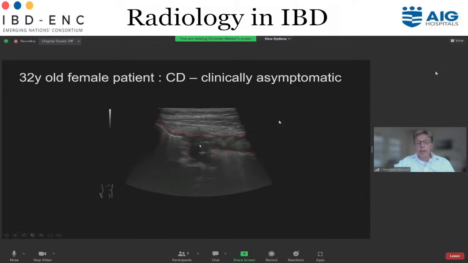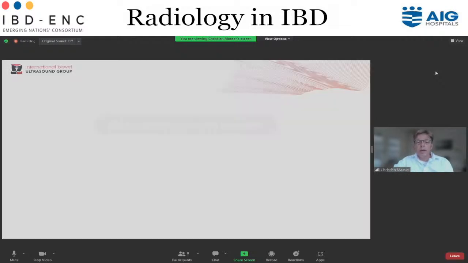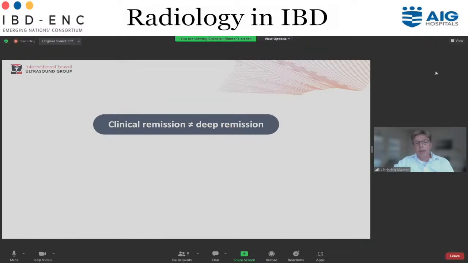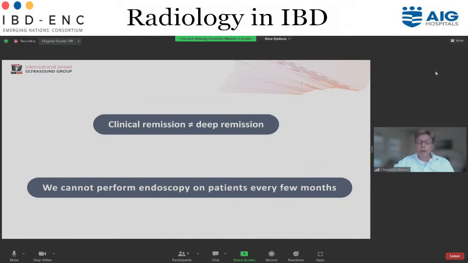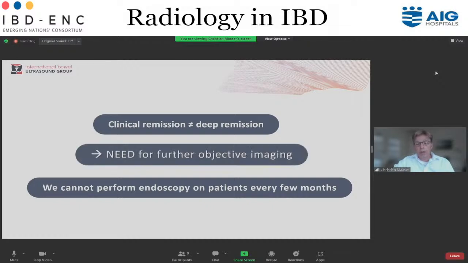And what you can see here, in the right lower quadrant, is the terminal ileum that's inflamed. And then you see that the straight line here is interrupted. This is a small fistula and an abscess. If you have never seen an intestinal ultrasound, I understand that it's difficult to see right now. If you have seen a few ultrasounds, it's very quick and easy to see that something is not okay here. So clearly, clinical remission, like in that patient, doesn't mean deep remission. And we cannot perform endoscopy on patients every few months, and especially abscesses like this we might have missed on endoscopy. So we need further objective imaging.